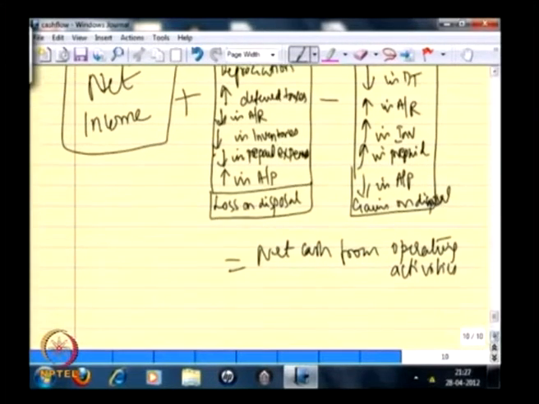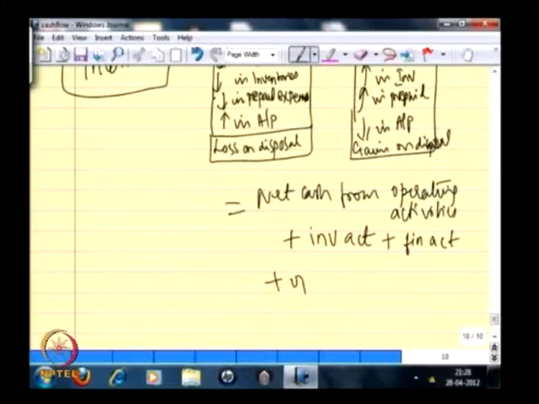And this gives the net cash flow from operating activities plus investing activities plus financing activities, plus opening cash, which will be equal to your closing cash. This in effect summarizes the cash flow statement.